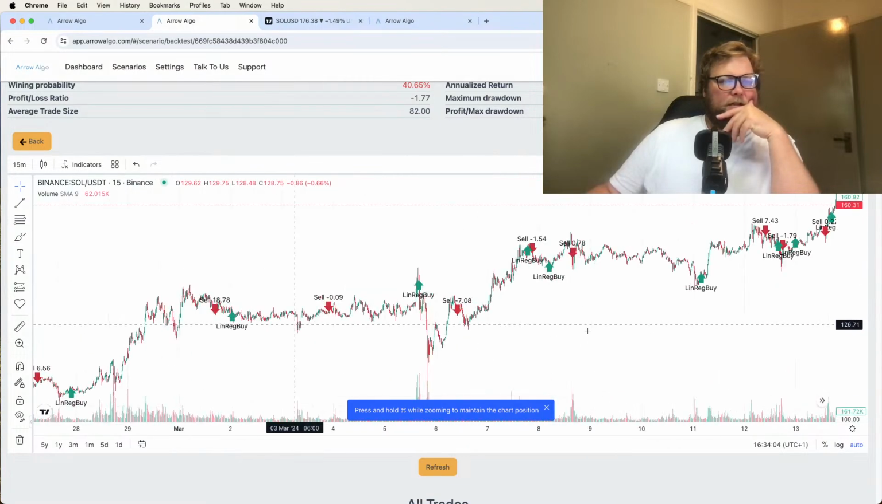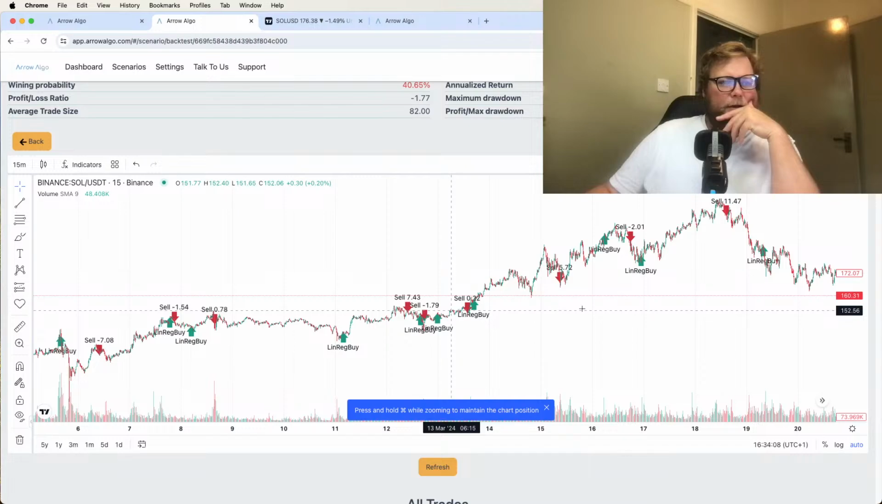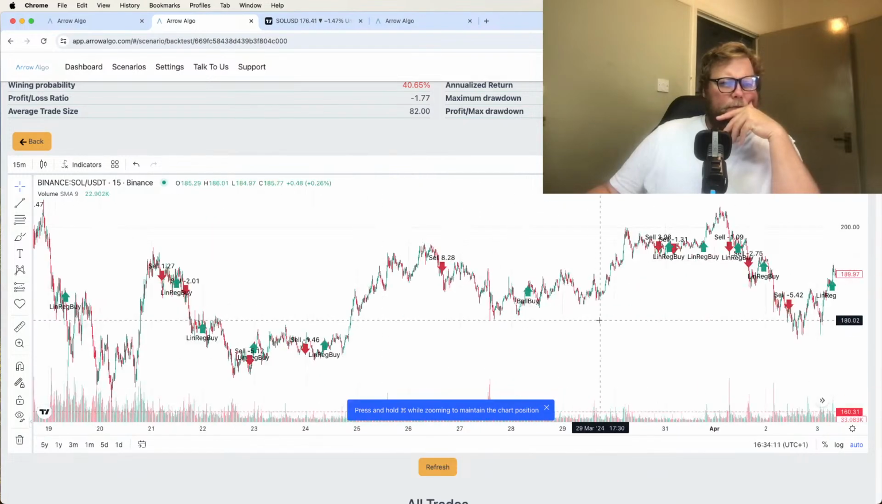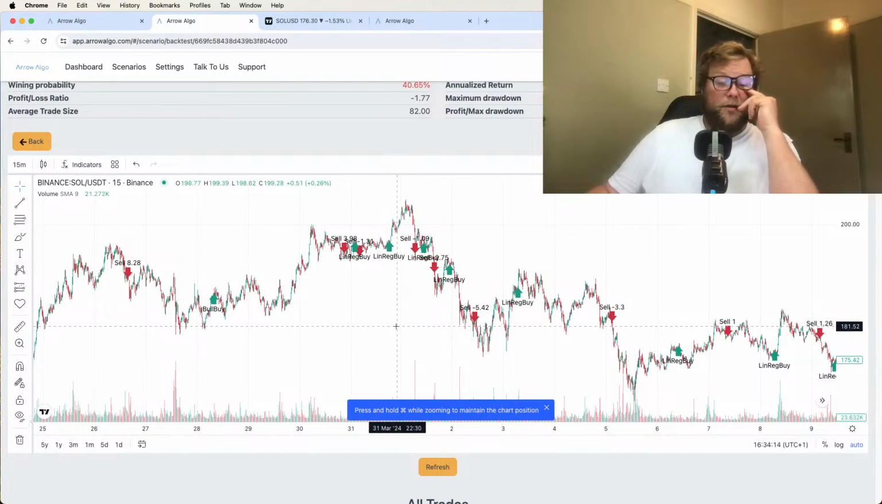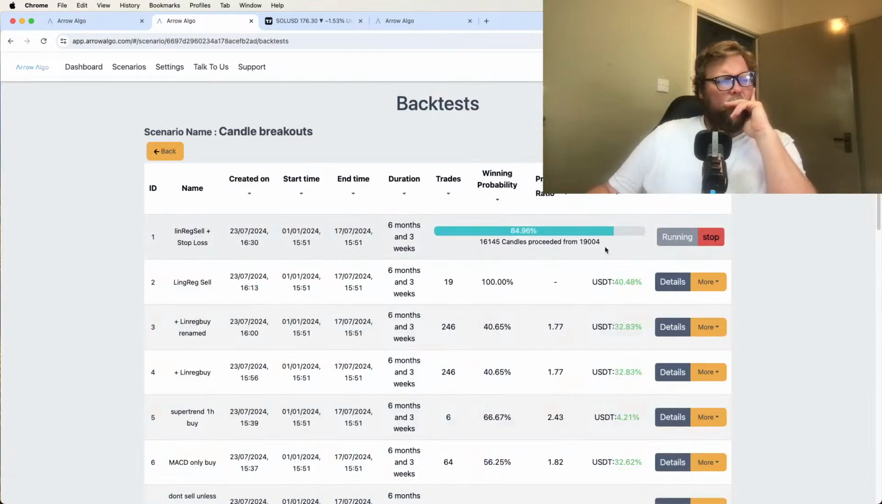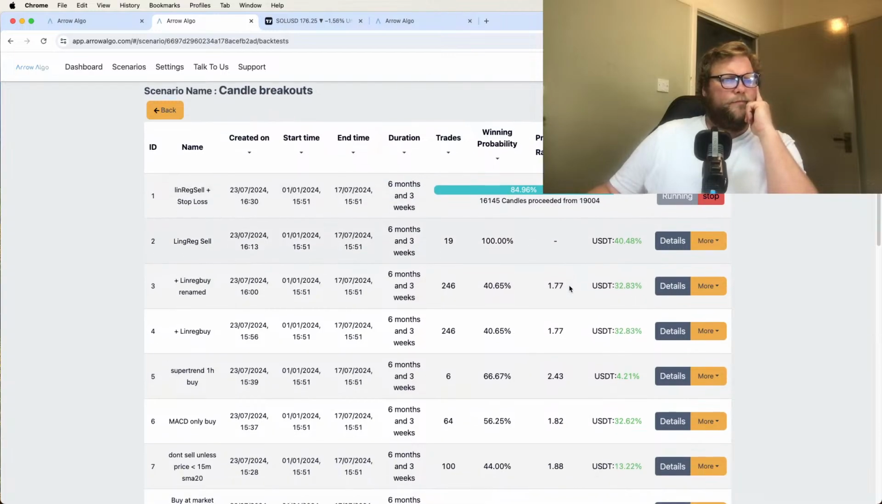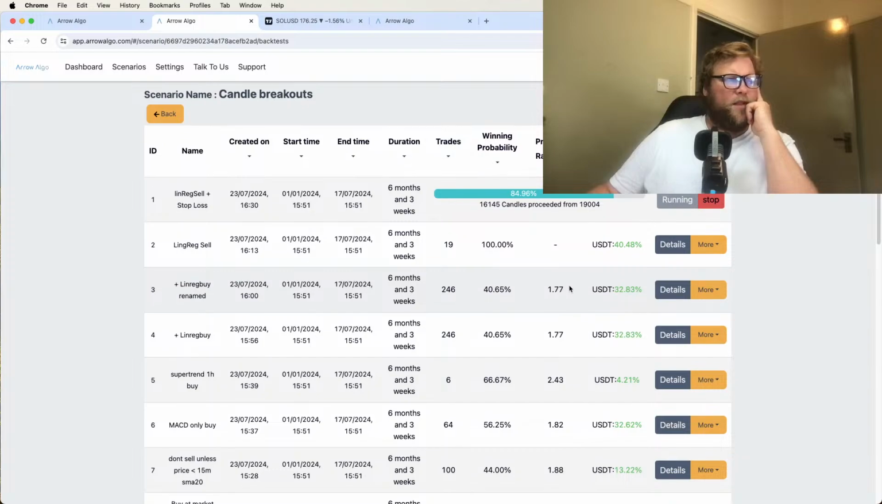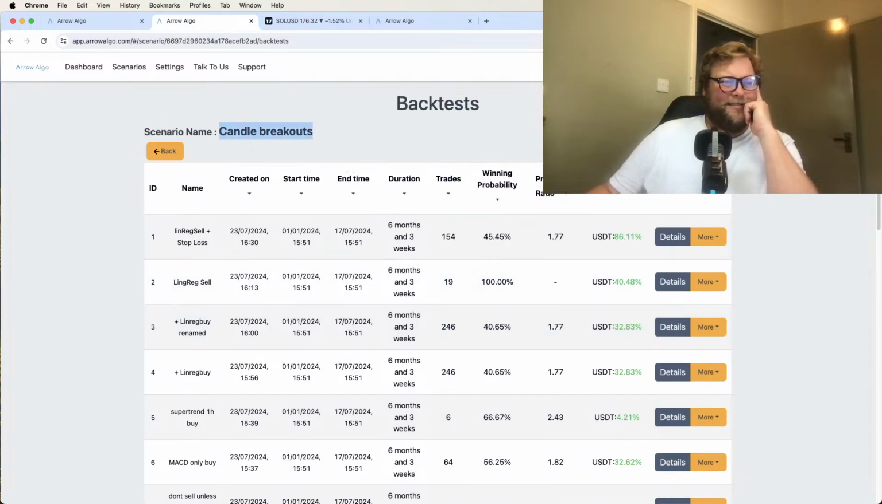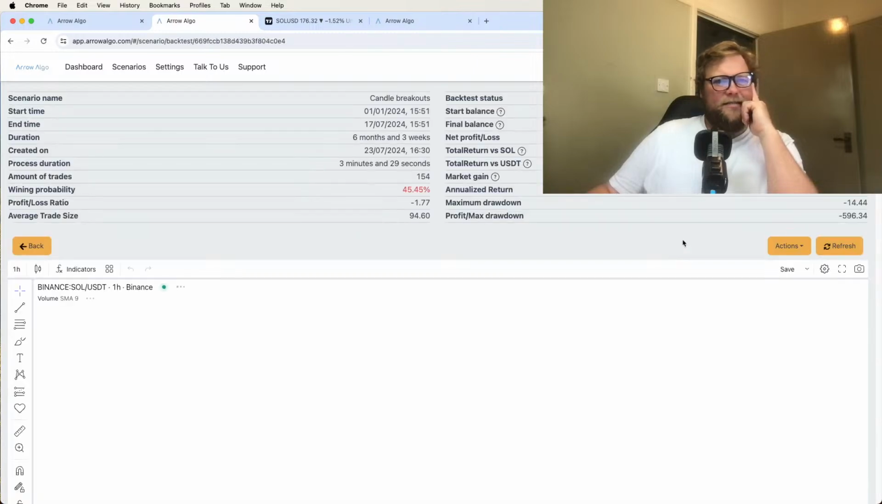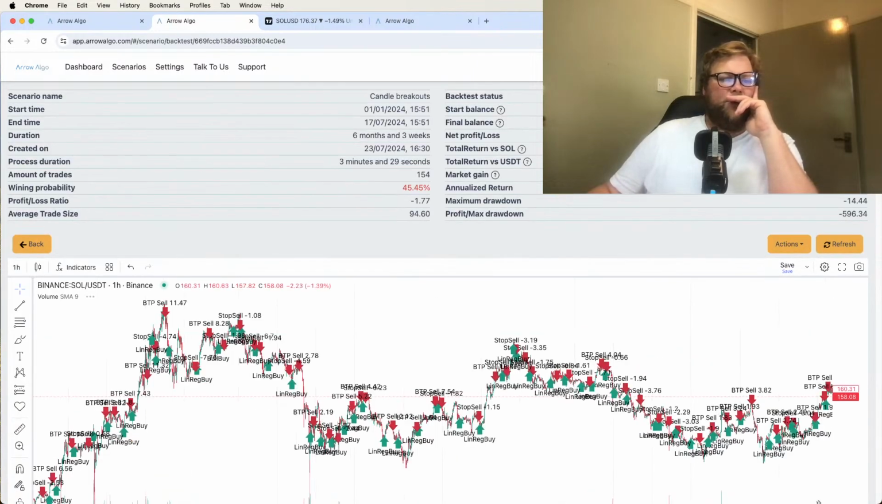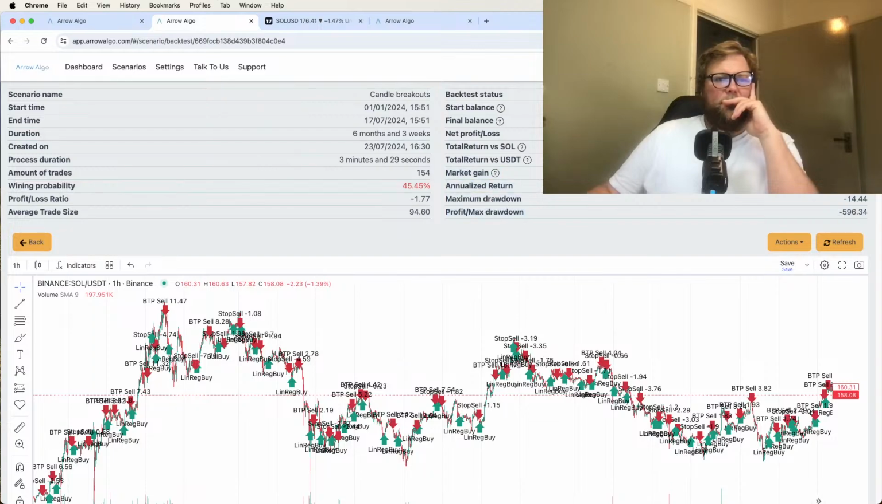So if we can filter out some of these LenReg buys, we'll see more of these breakouts coming back in, because they were generating us some nice profits before. I mean, we even named the scenario candle breakouts. Although interestingly, we are now at 86%. So the market during this period returned 50% and we've gained 86%.